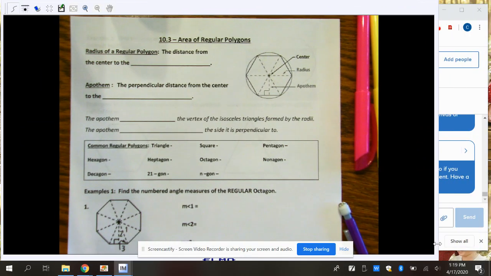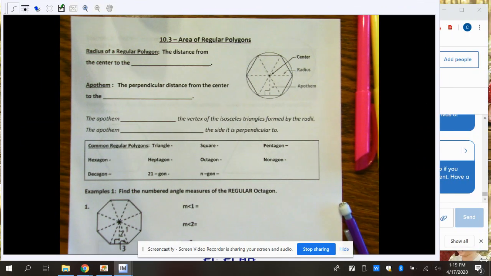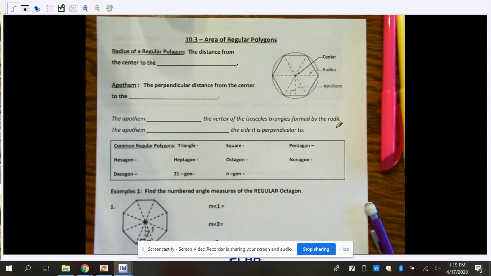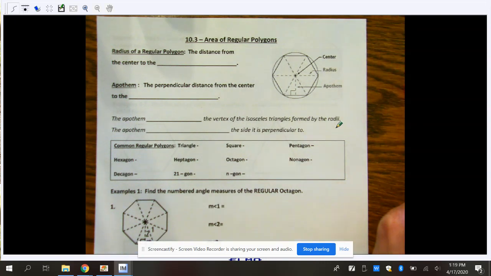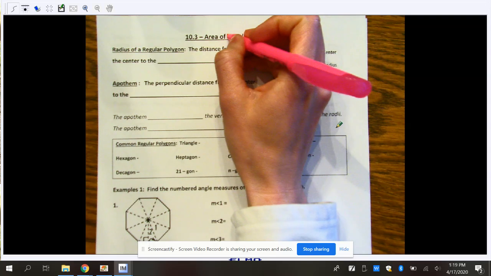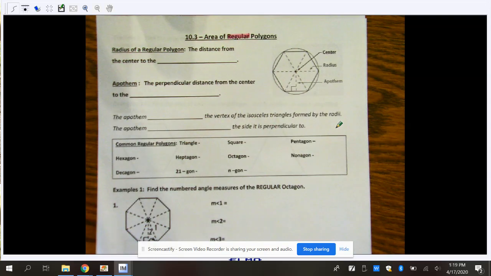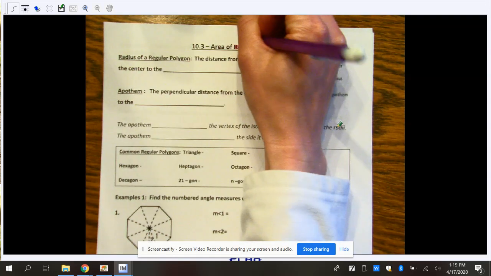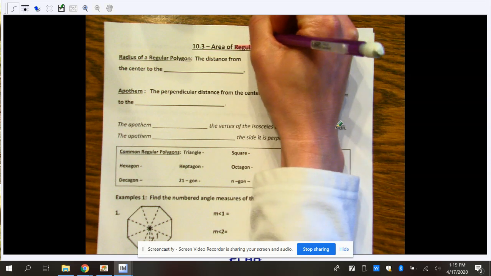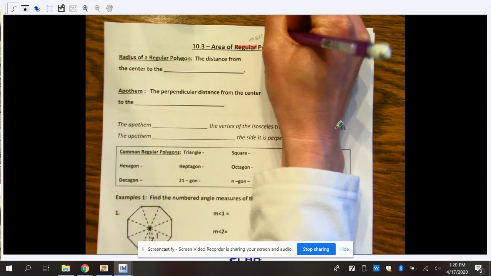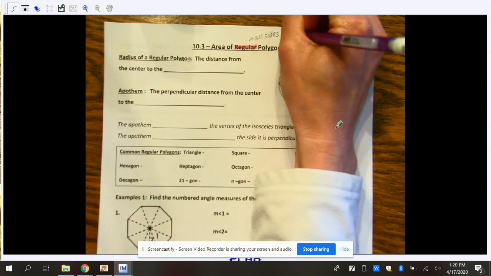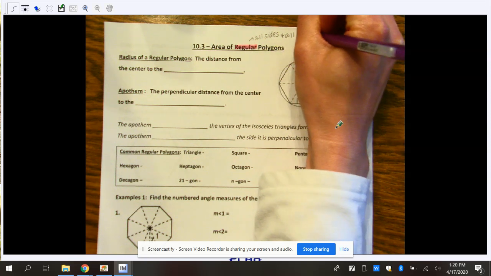All right, guys, we are gonna keep on moving throughout this chapter. Our next two lessons are going to be about areas of regular polygons. And so a couple of just vocab things to remember from first trimester is that if a polygon is a regular polygon, that means that all sides and all angles are congruent.